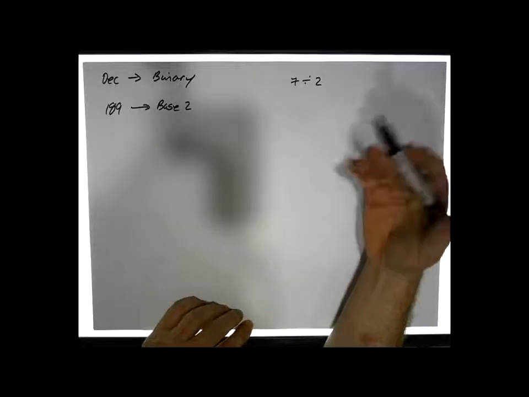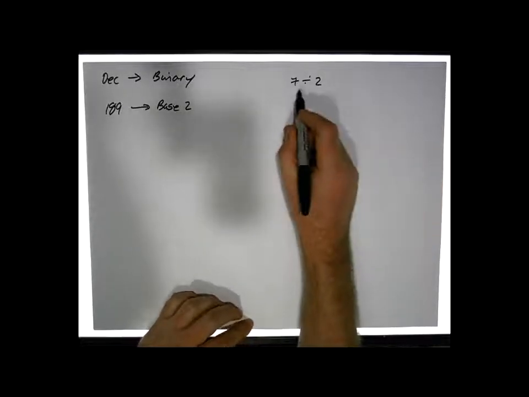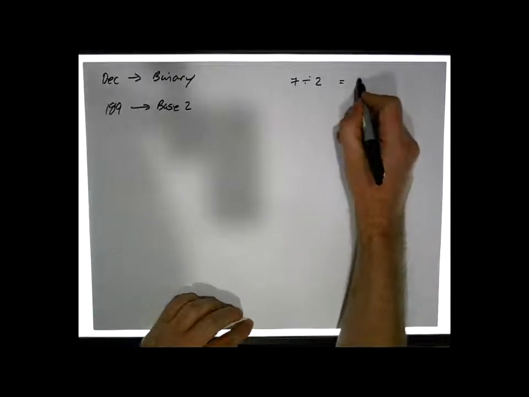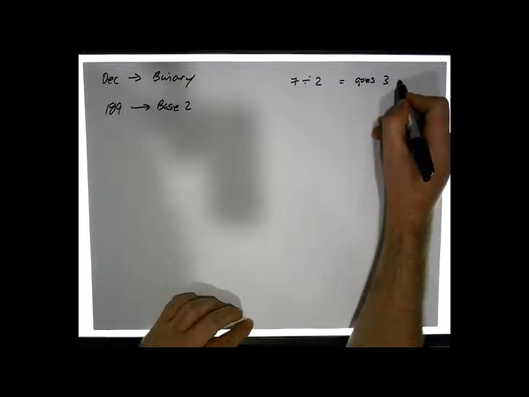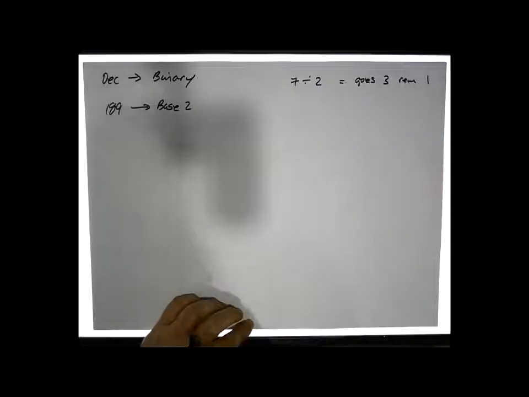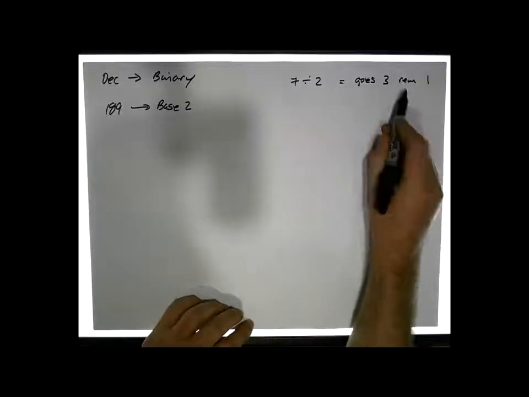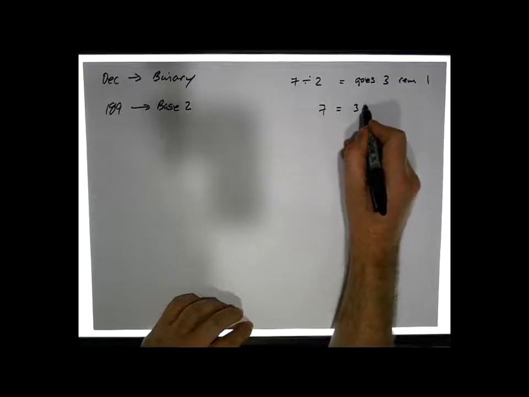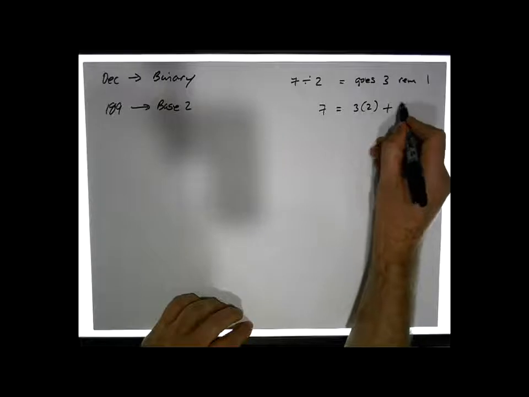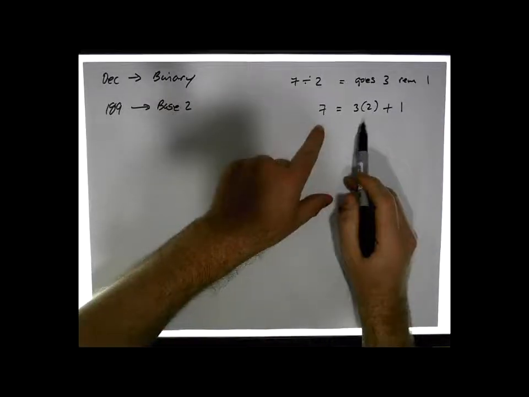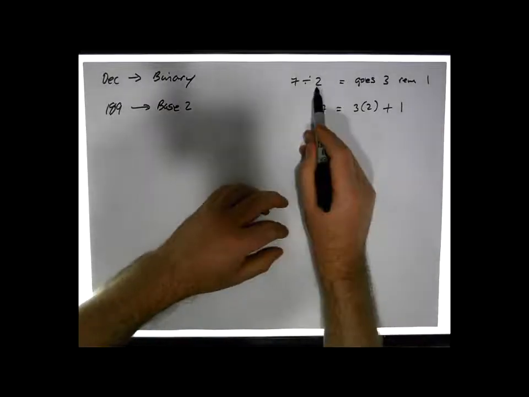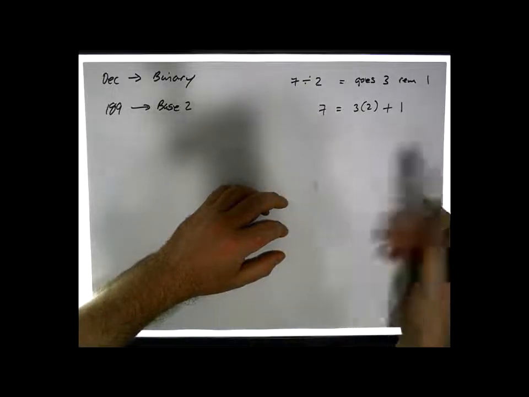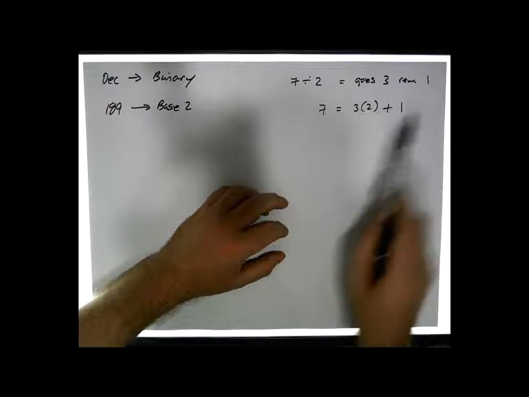What did we mean by that? When I divide 2 into 7, I say it goes 3 times with a remainder of 1. What does this mean? Well, it means that 7 is equal to 3 times 2 plus 1. This is called the division algorithm, something that we learned in primary school, although it wasn't represented like that.